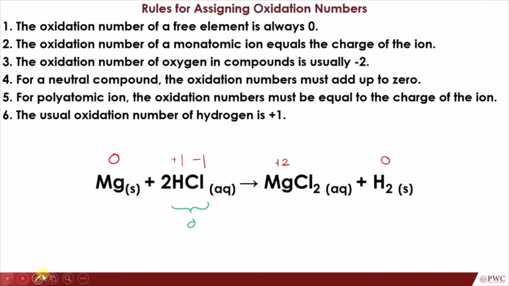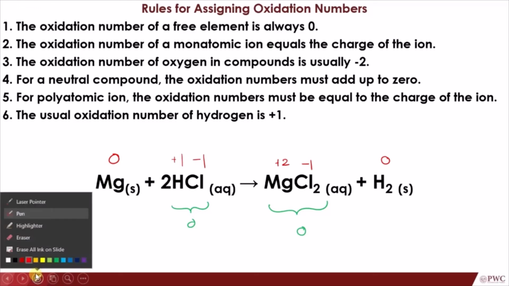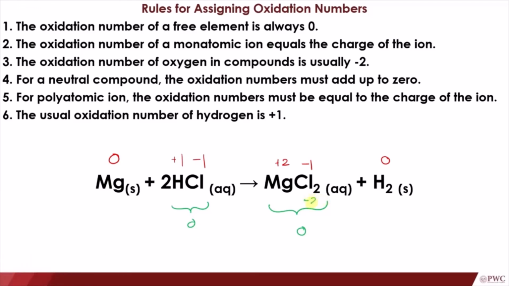Again, MgCl2 is a neutral compound, meaning the overall charge of this compound must be 0. So if the charge of Mg is positive 2, what should be the charge of Cl, considering that there are 2 chlorines in this case? Of course that should be negative 1, because negative 1 times 2 is negative 2. And for Mg, that's positive 2. So it's equal to 0. So we have assigned all the oxidation numbers in this reaction. Let's now look for the gain and the loss of electrons.